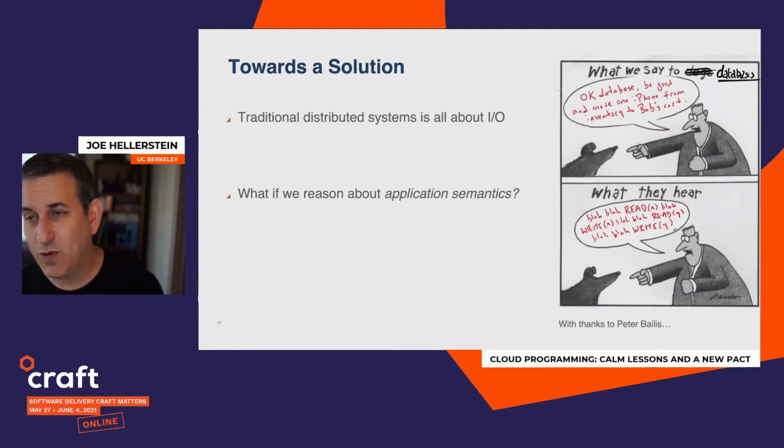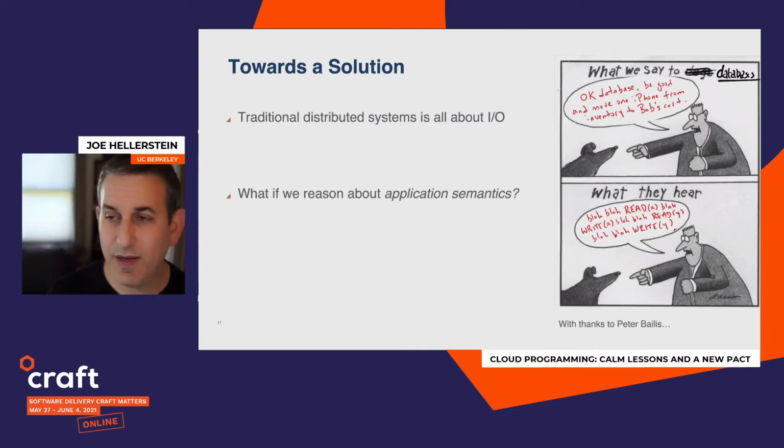So the problem is this coordination problem is well studied. I mean, we've known about this in databases and distributed systems forever. And the solutions are these coordination solutions. They're expensive. So how do we work around this? And the path to a solution is to raise the abstraction level into the programming language.